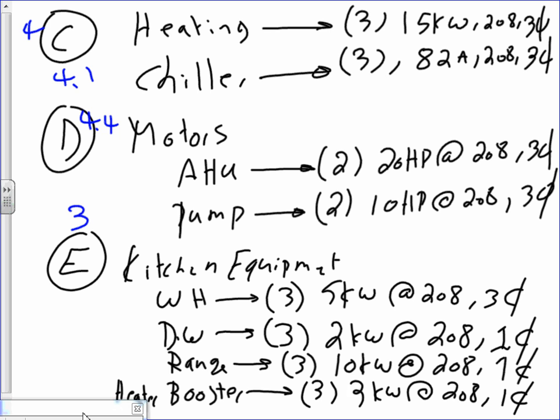WH is water heater. DW, dishwasher, thank you. Range is range. Heat booster, probably for the dishwasher. So I have a heat booster, a range, a dishwasher, and a water heater.